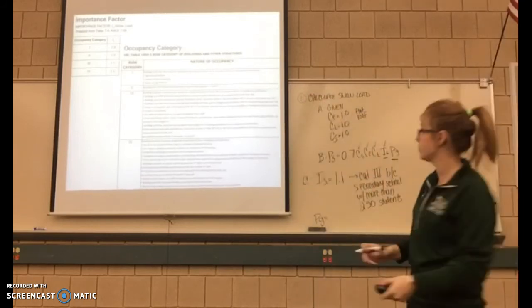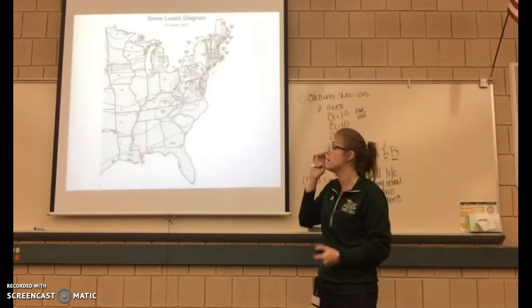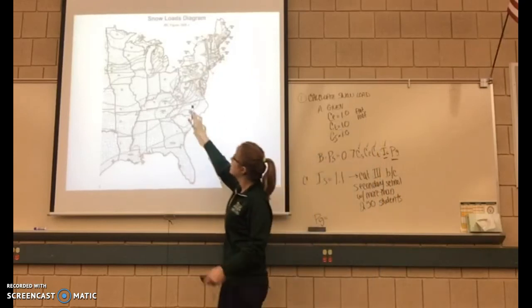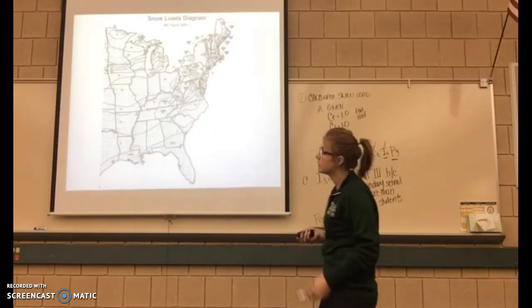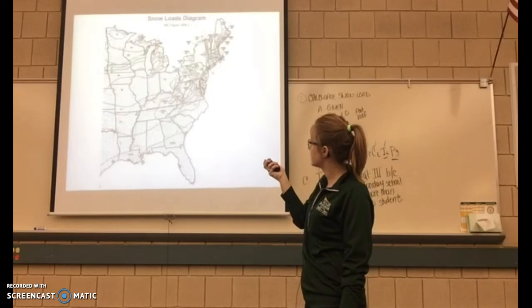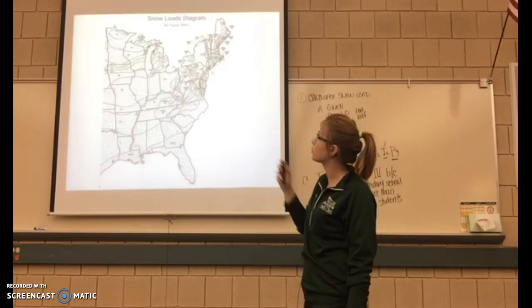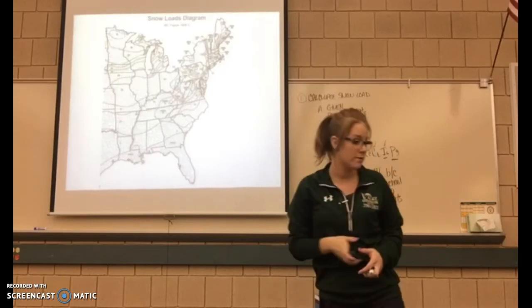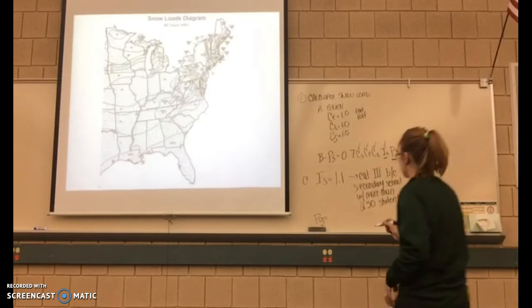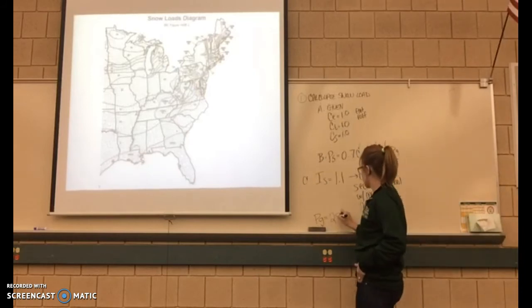We are in Chicago. Palatine High School is right by my house, 20 minutes away. So it's Chicagoland. In your map, figure out where Chicago is. Here it is. In that space, follow that space until you find the number. So Chicago has a ground snow load of 25 pounds per square foot.